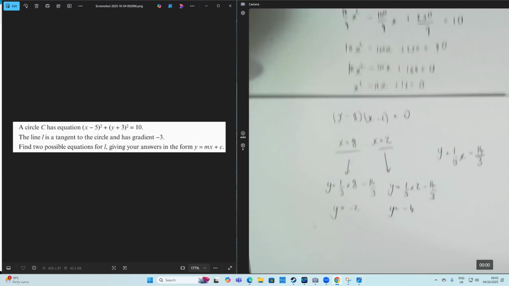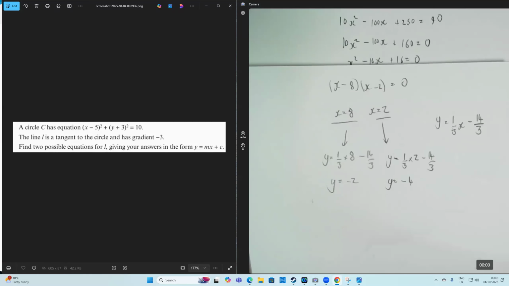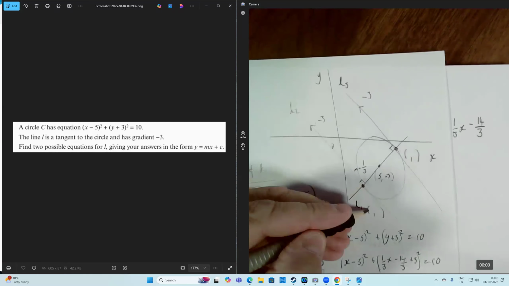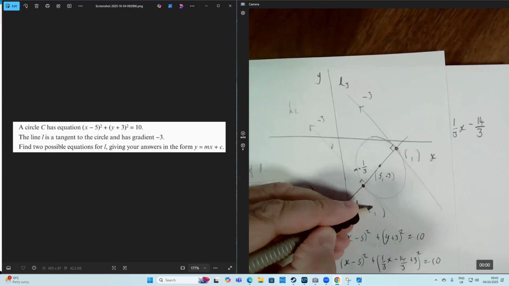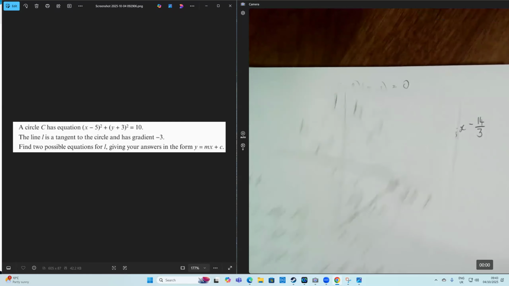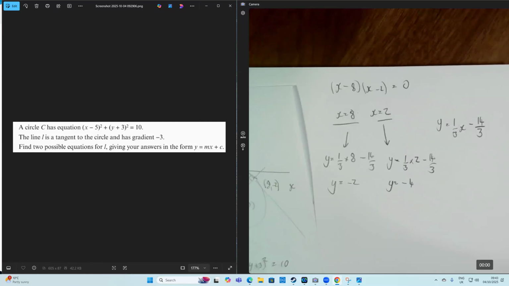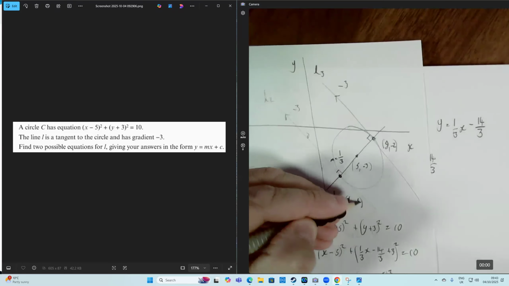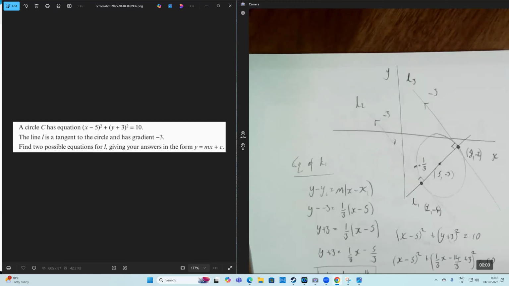So we now have the two coordinates of our points of intersection. So let's look and see what they are. We've got 8 and minus 2, and we've got 2 and minus 4. So one of the points is 8 across and minus 2, and the other one is 2 across and minus 4. So that one is 2 and minus 4. So we found those 2 points now.